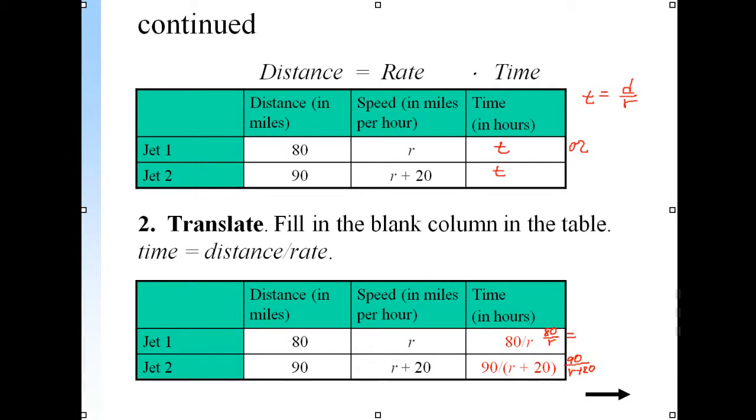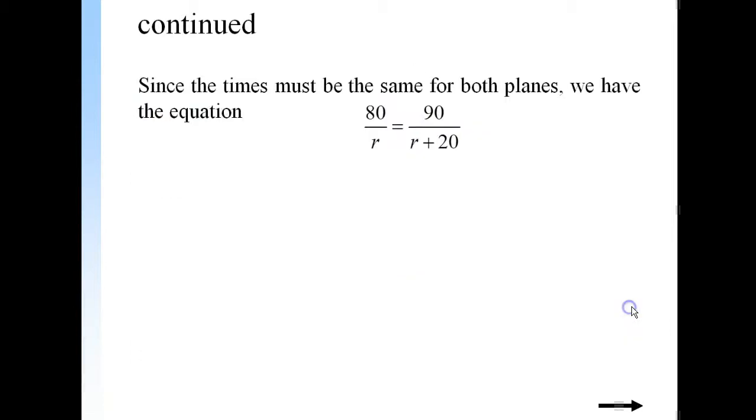So let's go on. And there we go. Now, a shortcut when we have something like this in solving it is to do what we call cross multiplication. We're going to multiply 9 times 90 and get 90R equals 80R plus 1600.